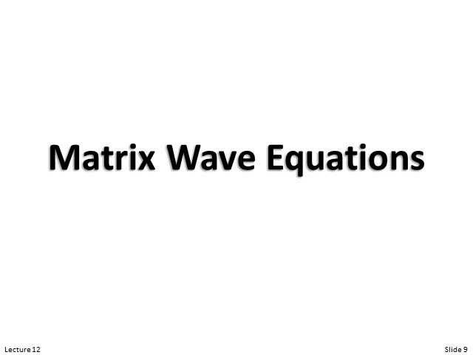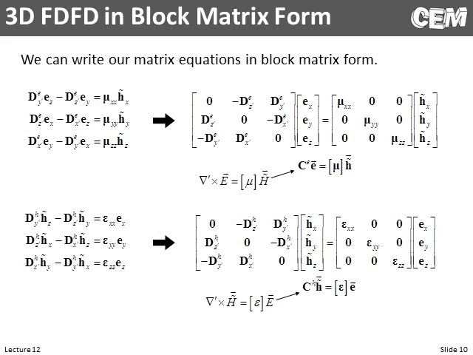We want to start with these matrix equations of Maxwell's equations, and derive the wave equation from it. So here we are. We had 6 Maxwell's equations in matrix form. I can take the first 3 and write them in block matrix form. I can take the second set of 3 and write those in block matrix form. I can even write this a little bit simpler.